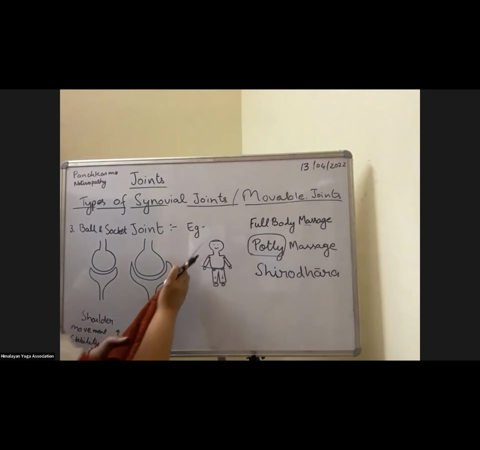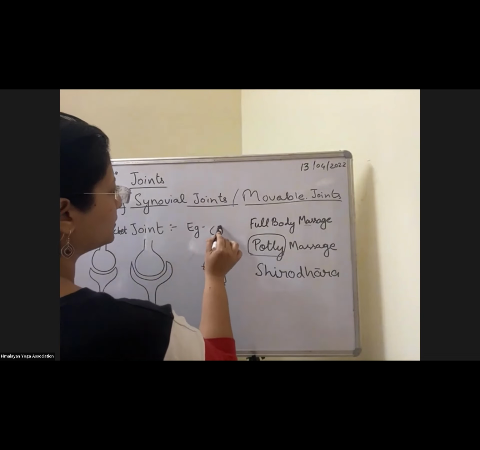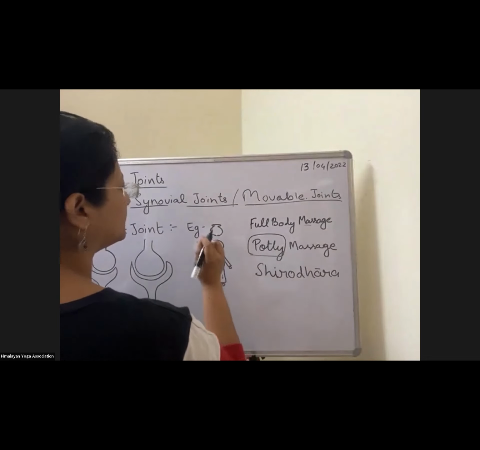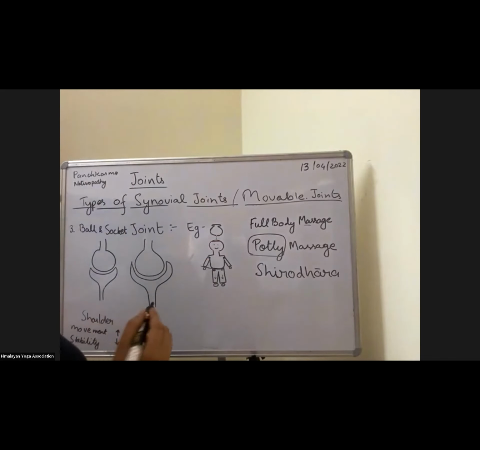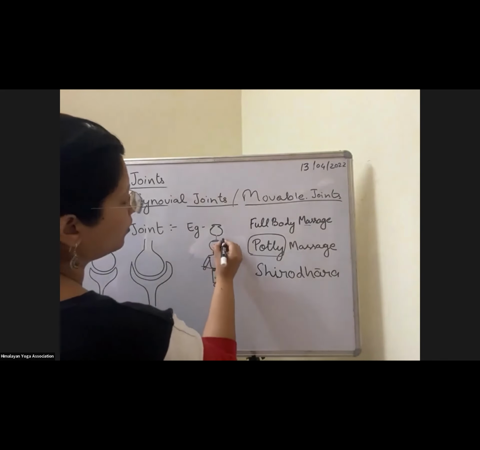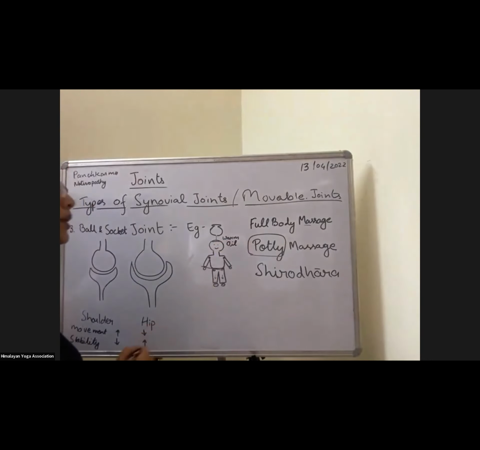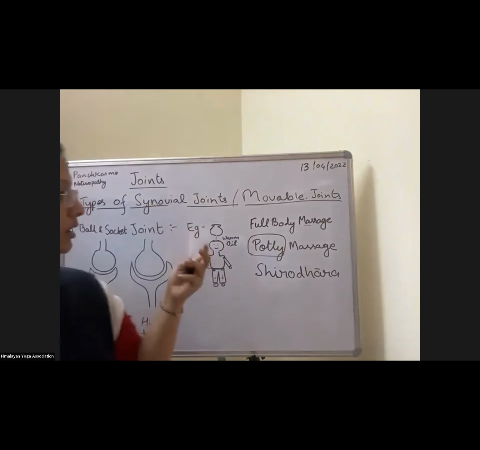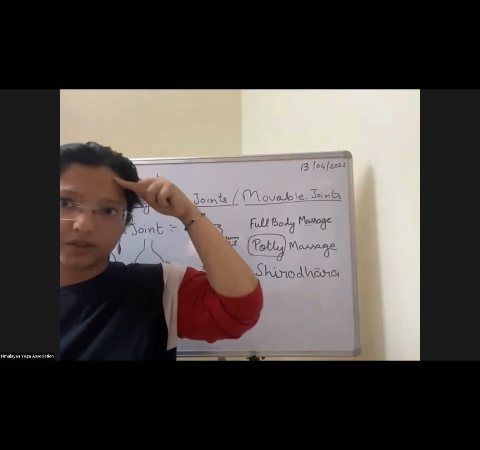Suppose this person is lying on the bed. Then there is a pot here and there is a hole here. From here, this warm oil is coming down on the head. This warm oil is dripping from this pot, dripping continuously from here to here.